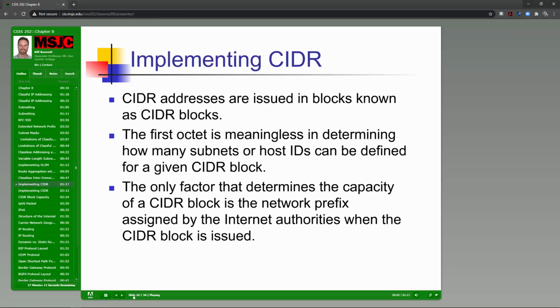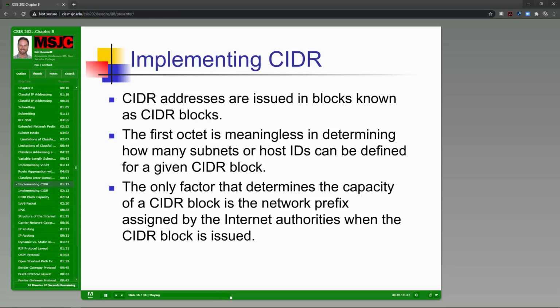So CIDR, or supernetted addresses, are issued in blocks known as CIDR blocks. The first octet is meaningless in determining how many subnets or host IDs can be defined for a given CIDR block, because we're going to subnet at the lower levels. The only factor that determines the capacity of a CIDR block is the network prefix assigned by the Internet authorities when the CIDR block is issued.